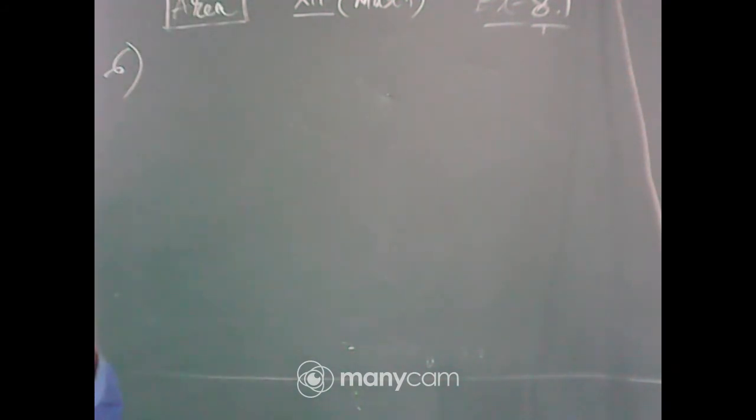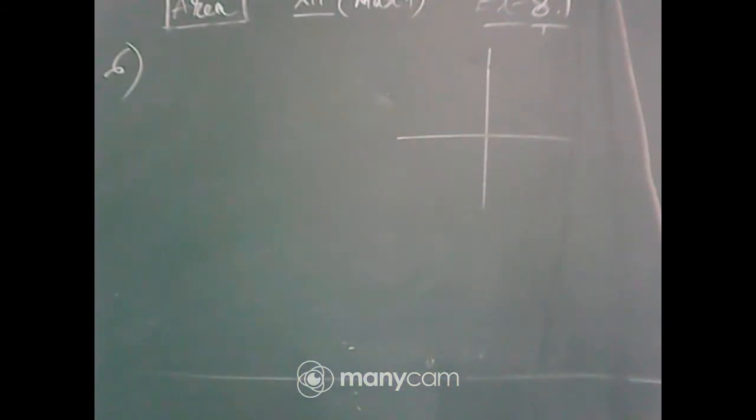Find the area of the region in the first quadrant enclosed by the x-axis, the line x equals root 3 y, and the circle x square plus y square equals 4. That means x square plus y square equals 2 square. Radius of the circle is 2.